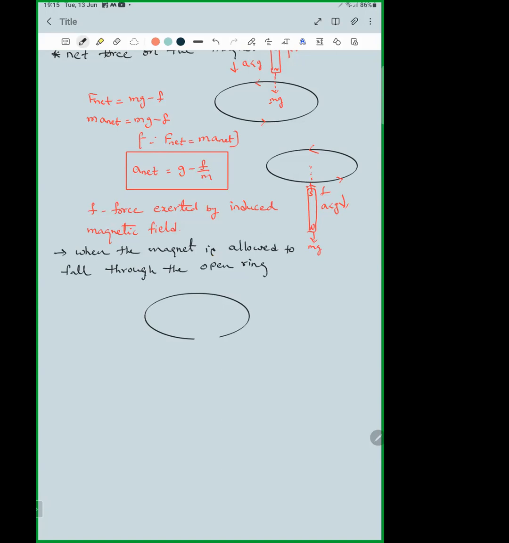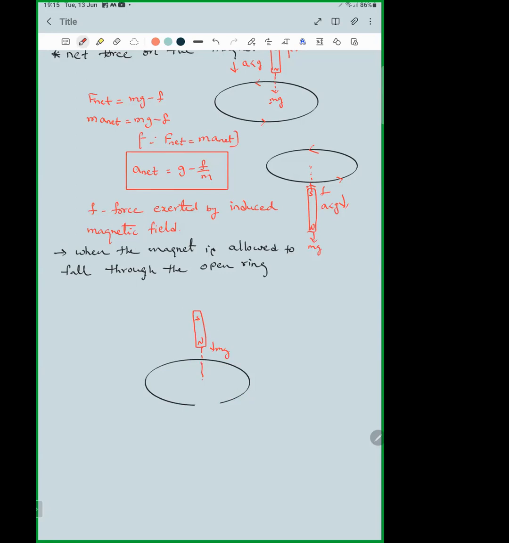See, in case of an open ring, you are going to release a magnet here. As in the previous case, this is the north pole and this is the south pole. It is directed towards the center of the magnet. mg is acting vertically downward. So now what happens? EMF will be induced in this coil.